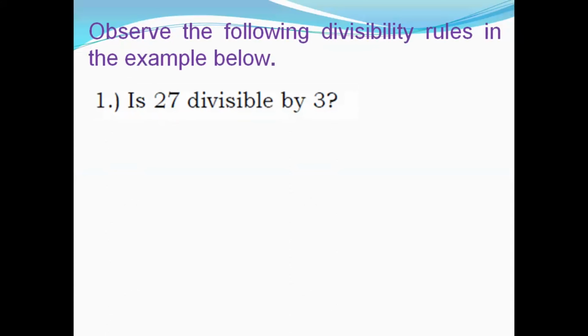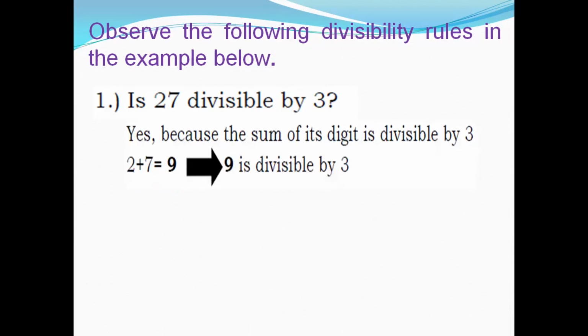So number 1, is 27 divisible by 3? Si 27 daw ba ay pwede nating hatiin sa 3? So the answer is yes. Why? Because the sum of its digits is divisible by 3. So pag pinag-add daw natin si 2 and si 7, yung sagot niya ay magiging o pwede siyang i-divide by 3 or divisible by 3. So when we add 2 plus 7, we're going to get the answer 9. So 9 is divisible by 3.